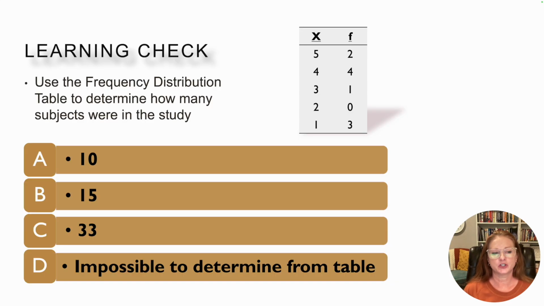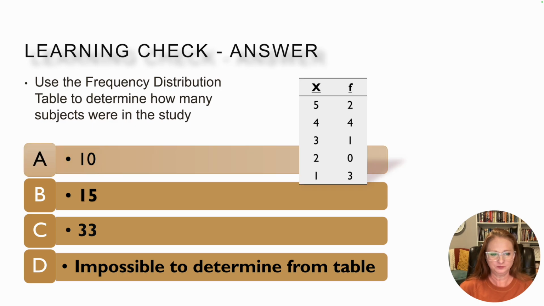Okay. So this is just a simplified version of this frequency distribution table. Can you tell me how many subjects were in this study? And the simplest way to determine this is I add up my F's. I add up 2 plus 4 plus 1 plus 0 plus 3. Because my F's are my count, my F's are my frequency, my F's are my occurrences.